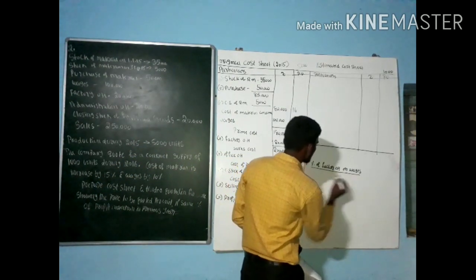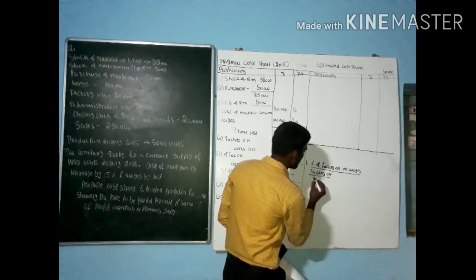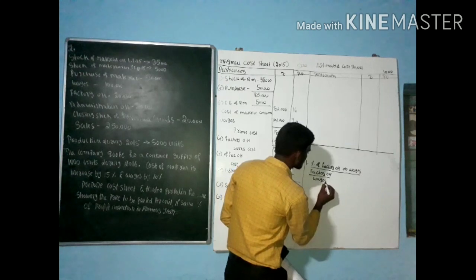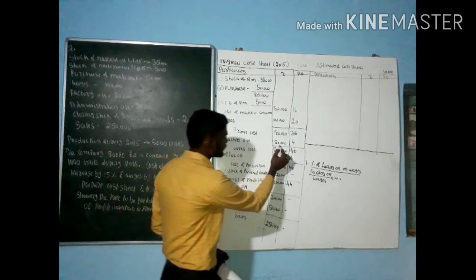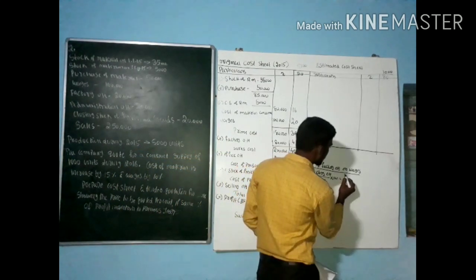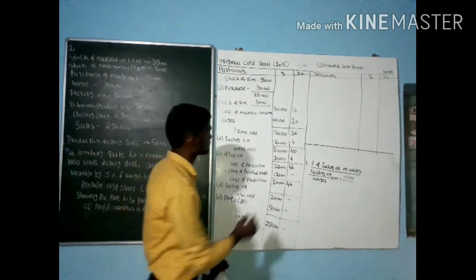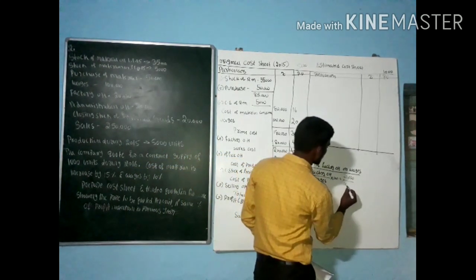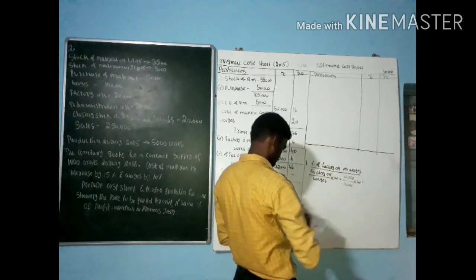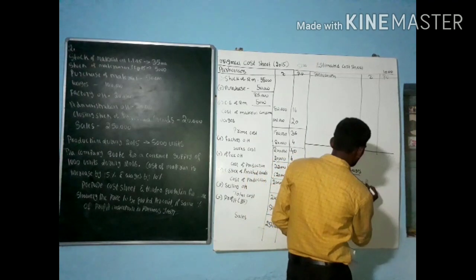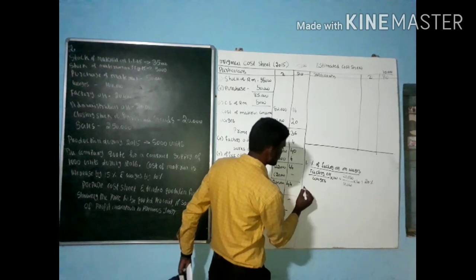The formula is factory overhead divided by wages into 100. How much is your factory overhead? That is 20,000. How much is direct wages? 10,000, into 100. That is we are getting 20%.